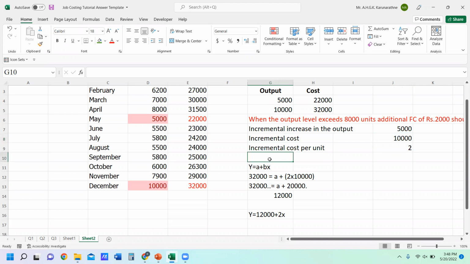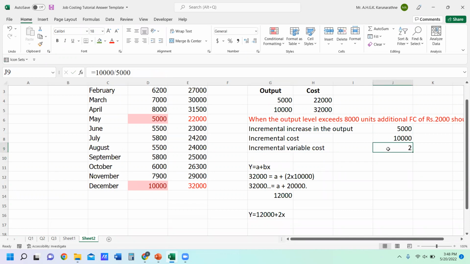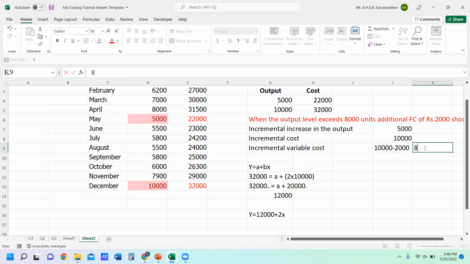Right? Then we can identify the incremental variable cost. Incremental variable cost is equal to 10,000 minus 2,000. That is 8,000. Incremental variable cost is 8,000.